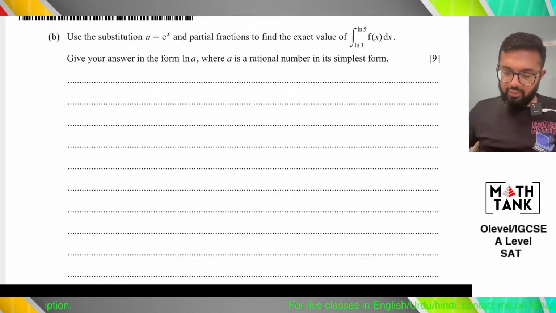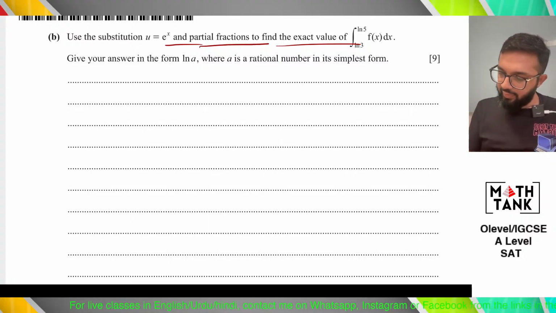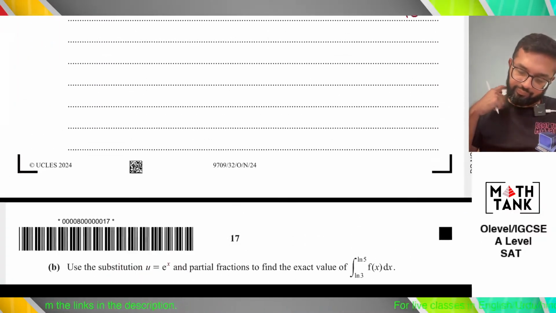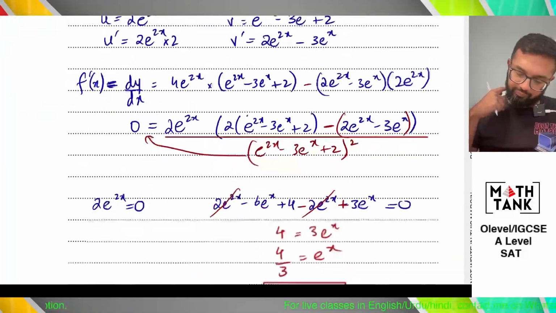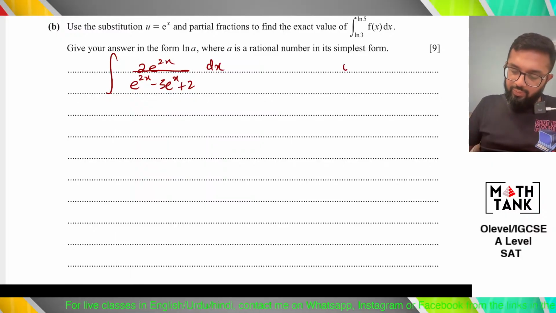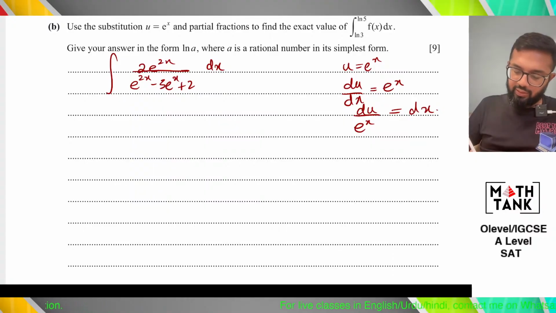Last part, use the substitution e power x and partial fractions. Okay, it says partial fractions here. Find the exact value of this. That's 2 e power 2x over e power 2x minus 3 e power x plus 2 dx. So u equals e power x, du over dx will be e power x again. So I can replace dx with du over e power x. Let's see when that happens.